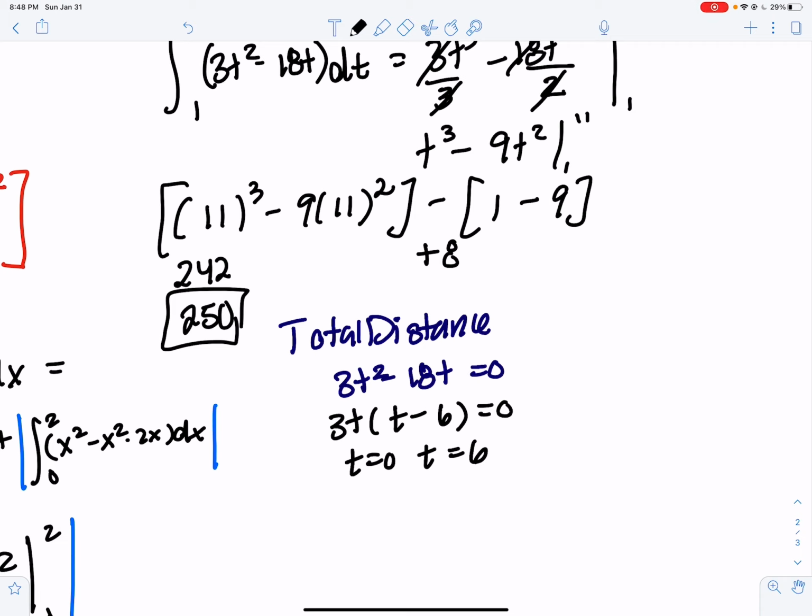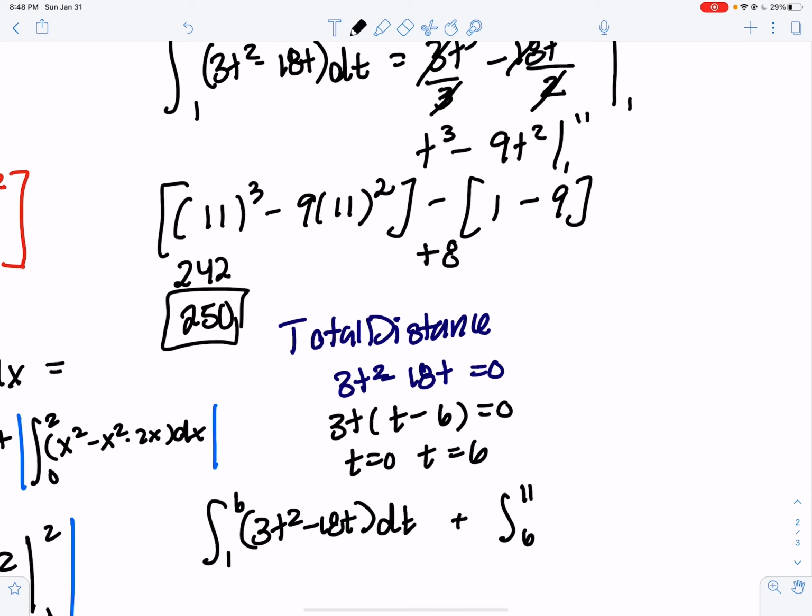from 1, no, oh. So 0, I'm not going to use 0 because that's not in the interval. I'm going from 1 to 11. So I'm going to break this up into the integral from 1 to 6 and the integral from 6 to 11.